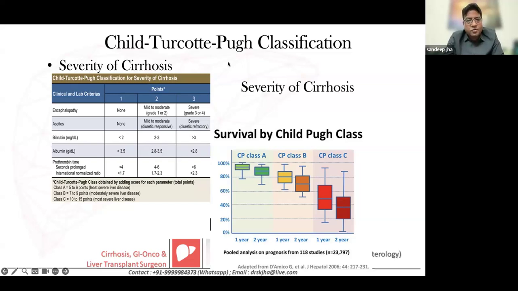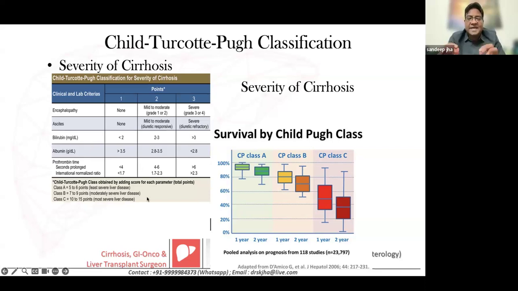So the CTP score, Child-Turcotte-Pugh classification, takes parameters like albumin levels, bilirubin levels, prothrombin time or INR. It also looks for ascites and encephalopathy. These things are taken into account: bilirubin, albumin, INR, ascites, and encephalopathy. And on the basis of these, there's a scoring system developed, and it is given a score of up to 15.